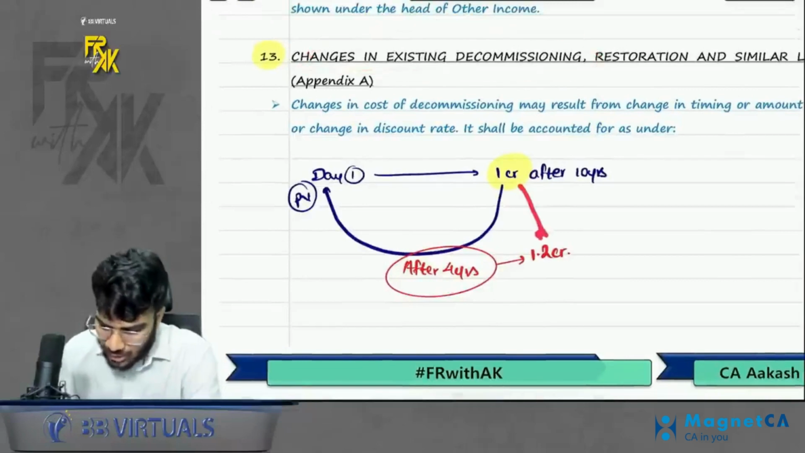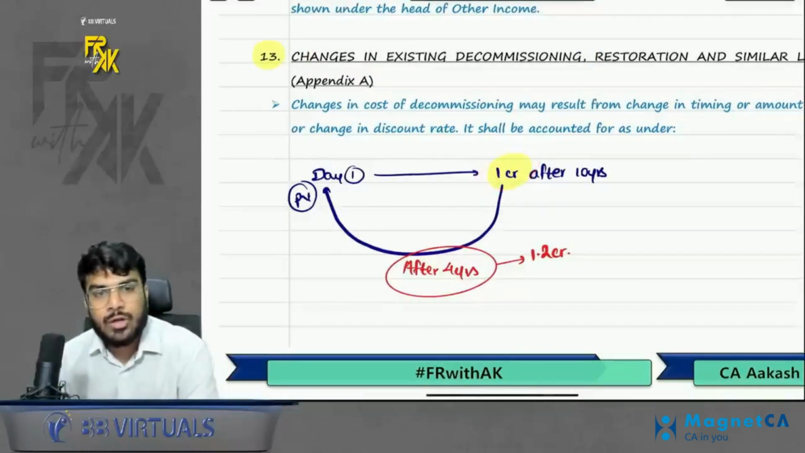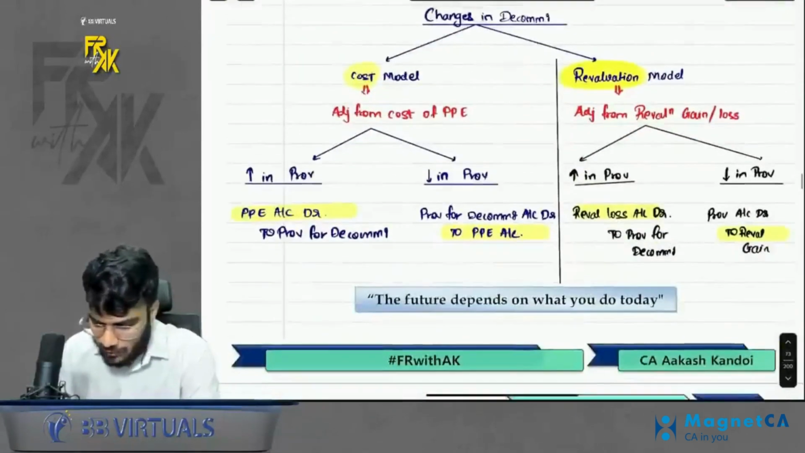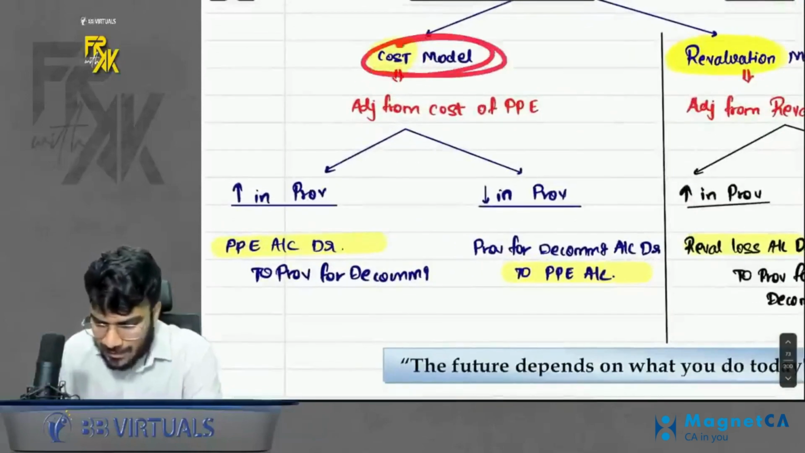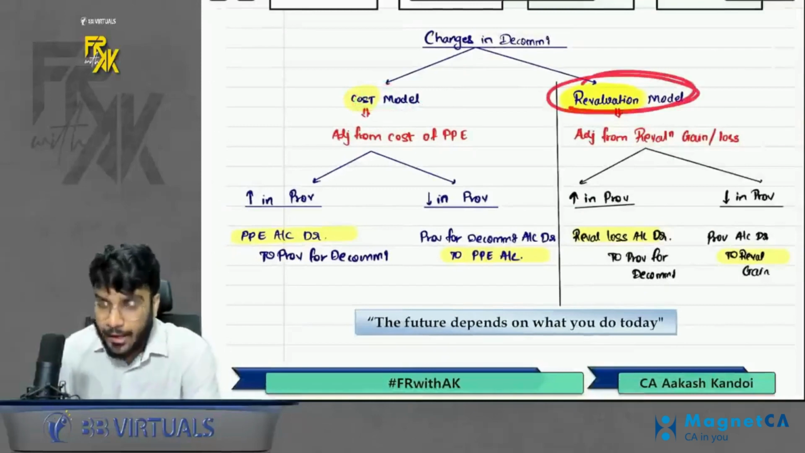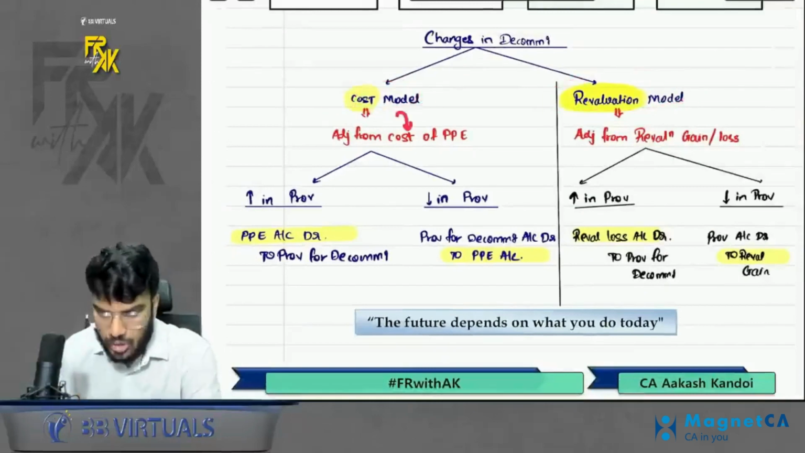So this change is not happening because of unwinding. Our original estimate has changed now. So what is to be done with this now? To give the effect of this change, first you need to check whether the asset is being carried at cost model or at revaluation model. If you are carrying the asset at cost model, the change will be adjusted from the cost of PPE.